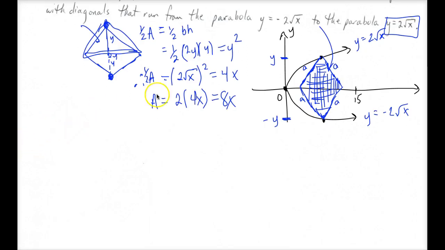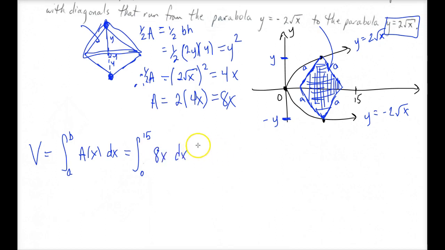So from here we know that the volume is going to be the infinite sum from a to b of the area times dx. And of course, our limits of integration here were told to us. We start at x equals 0, end at 15. The area is just 8x dx. And then it's just a matter of integrating this.